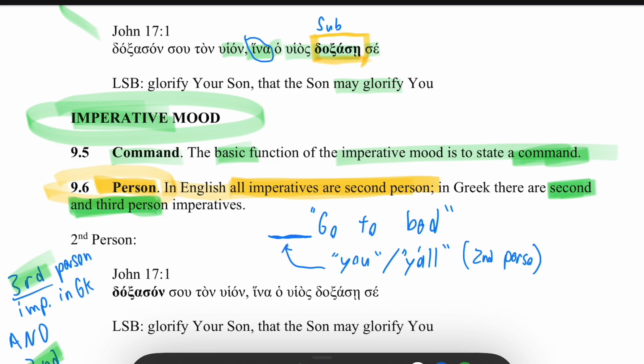An example of a second person imperative is actually right up above where we saw John 17. We'll copy that down there. The doxason, the first part of that, su ton huion, that is, you glorify your Son. The Son is praying to the Father with an imperative, glorify your Son. So again, there's the implied you there.